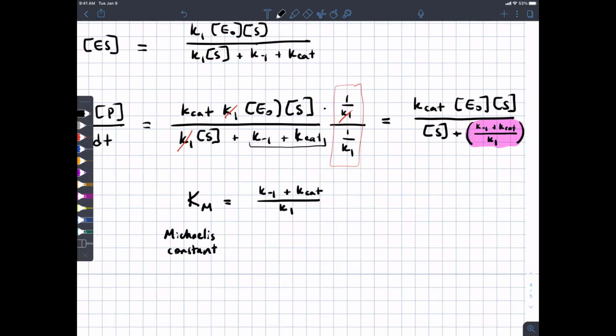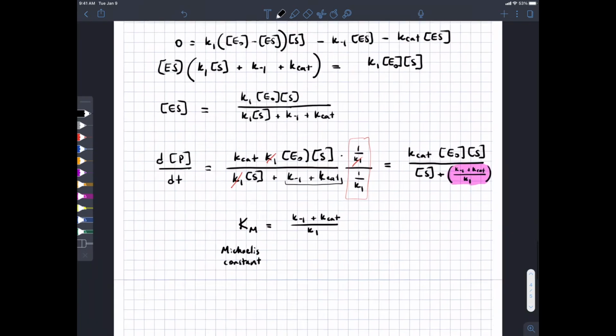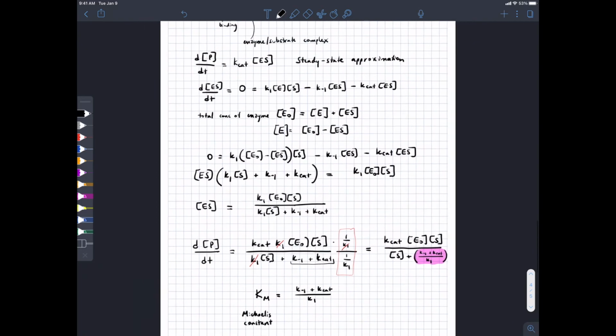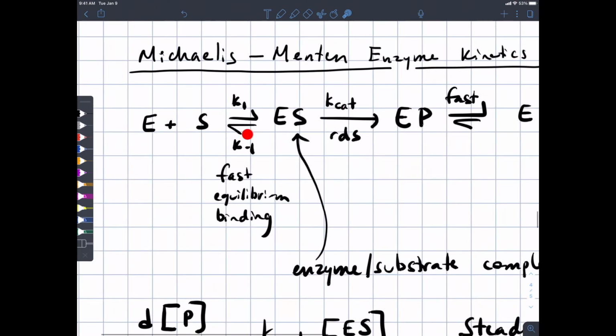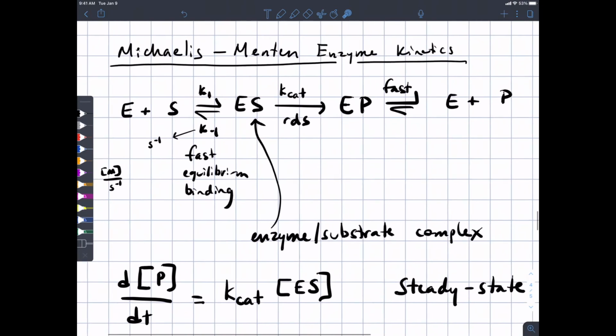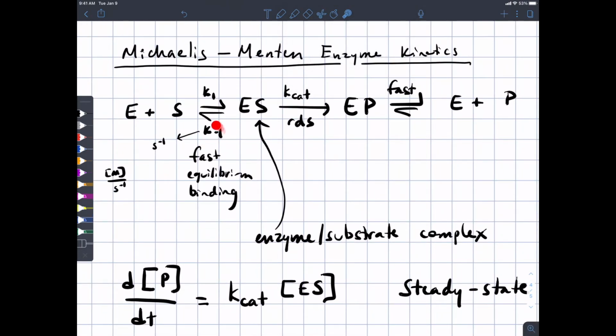Now, if we look at what units the Michaelis constant is going to have, let's look at what the k minus 1 term is from our equilibrium expression. The k minus 1 term should have units of per second, because remember rates need to be in terms of moles or change in molar per second. The rate law for this backward step is k minus 1 times the concentration of ES, and that's in molar. So in order to get the rate in molar per second, k minus 1 only needs to be per second. Do you get that?